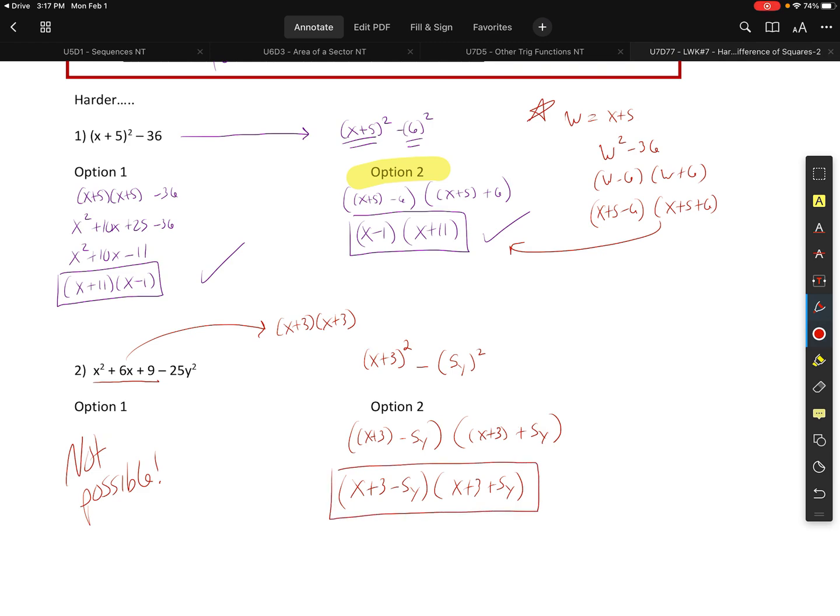All right, so we're finding the perfect trinomials. Now, if there was no perfect trinomial, we couldn't do this. If this factored down to x plus 3, x plus 6, not happening. It only works if there's a perfect trinomial in the problem.